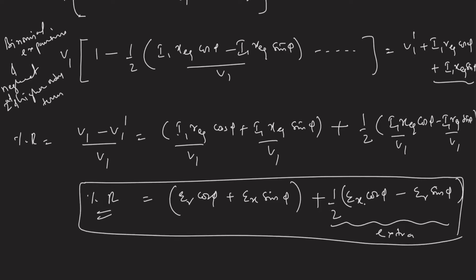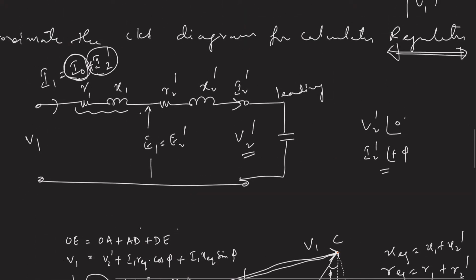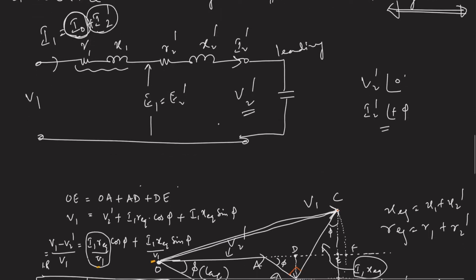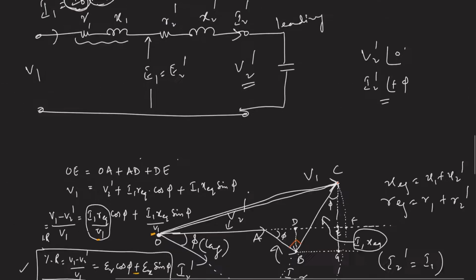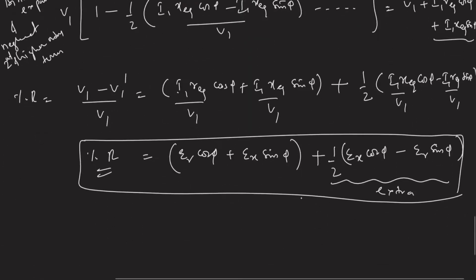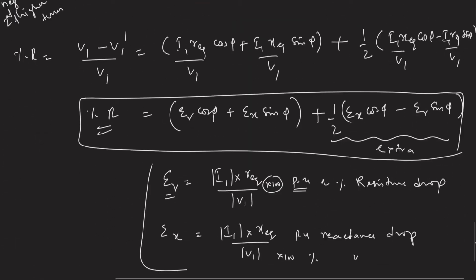but under the assumption that the shunt branch is removed again, right? Shunt branch is not there. If the shunt branch is also there, then you have to do the calculations using only phasor notation, right? So this is about the regulation. ER is the percentage or per unit resistance drop, I1 R equivalent by V1, and EX is equal to I1 X equivalent by V1, the percentage or per unit reactance drop.